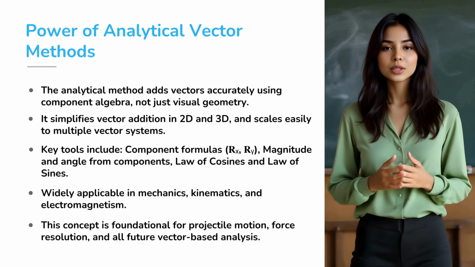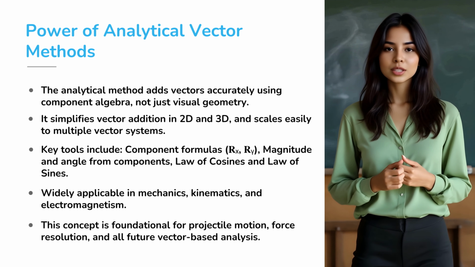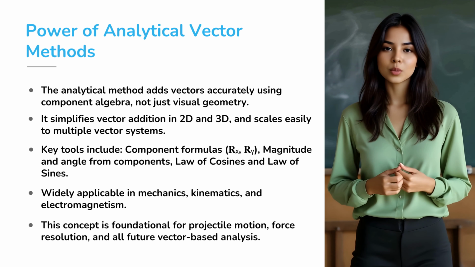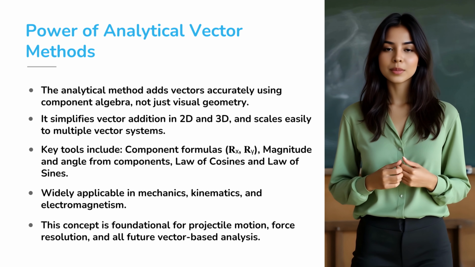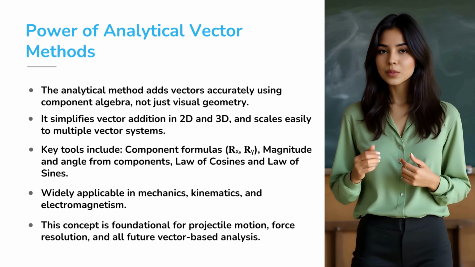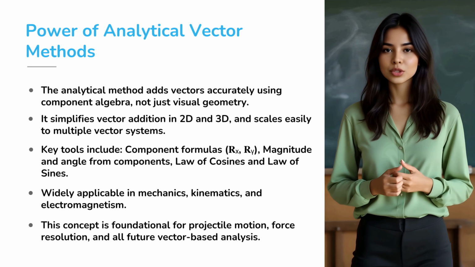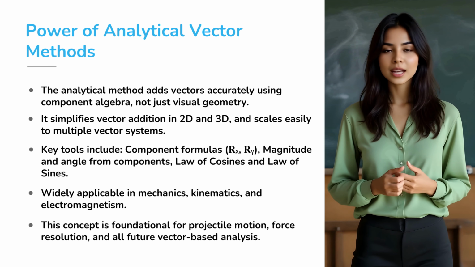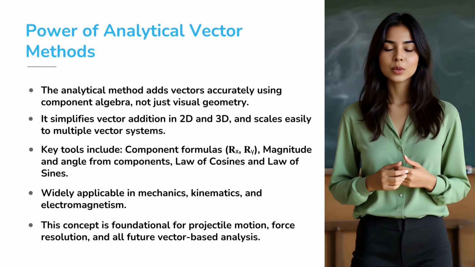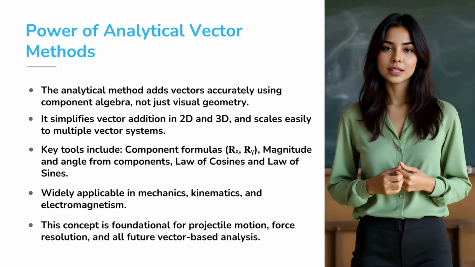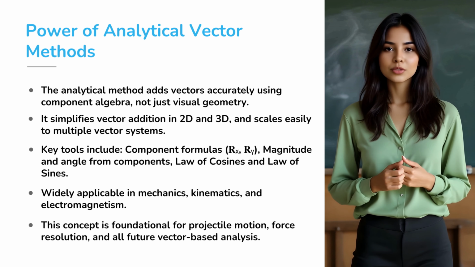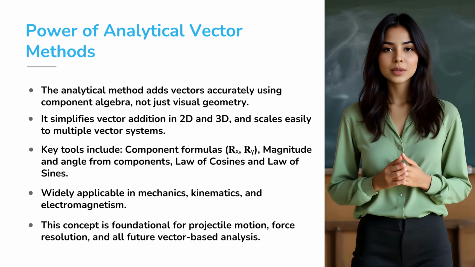Let's quickly revise what we've learned about the analytical method of vector addition. First, we learned that breaking vectors into components along x, y, and even z directions gives us mathematical precision. Then, we saw how to calculate the resultant's magnitude using the square root of the sum of squares and its direction using inverse tangent. We explored cases where vectors are at arbitrary angles using the law of cosines and law of sines. Finally, we applied everything to a real-world example involving a boat in a flowing river just to prove how powerful this method really is.